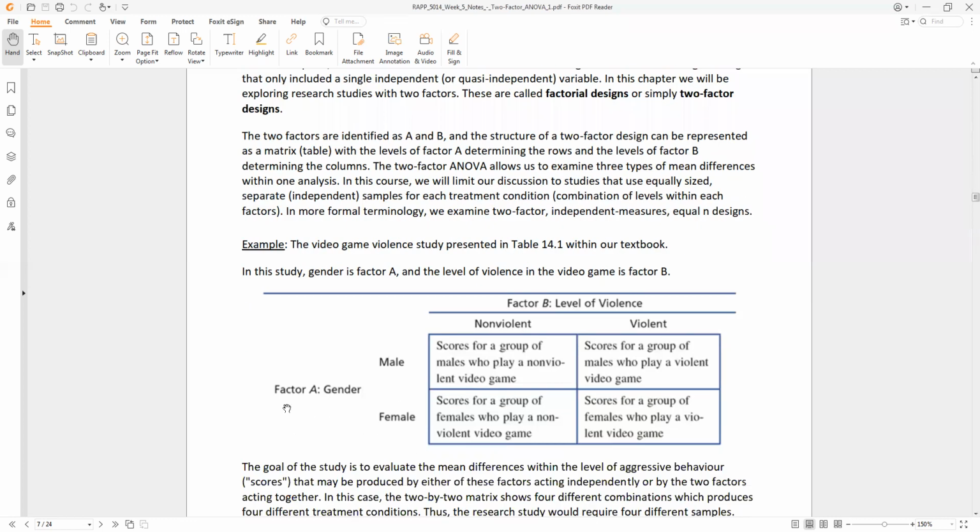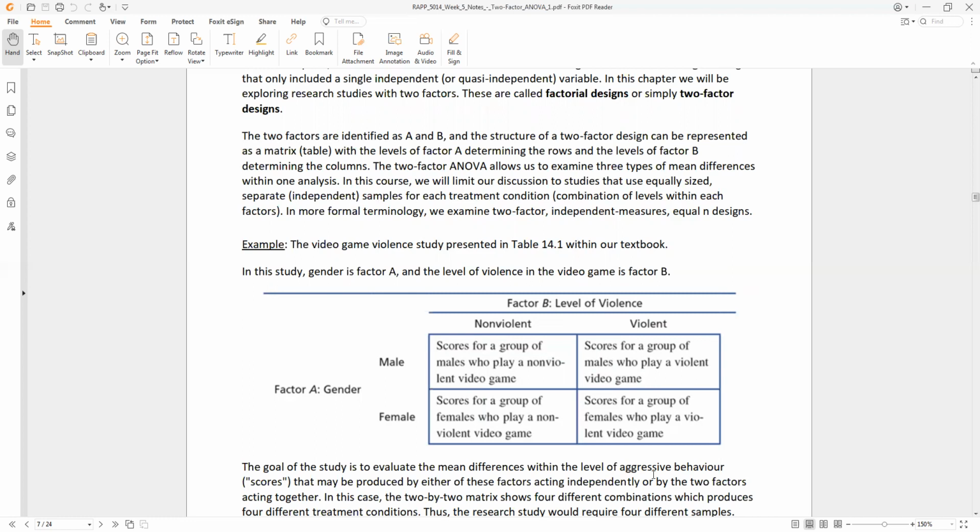Right? So if your factors A or B are not categorical, then this is not the right test. Then you need something more like regression or something like that. But when you have a categorical and another categorical, these are your two independent variables, right? And you're seeing how they affect a dependent variable. And in this example, the dependent variable is scores ranking aggressive behavior, right?